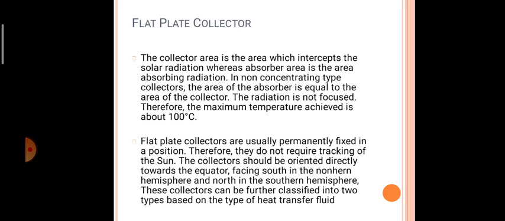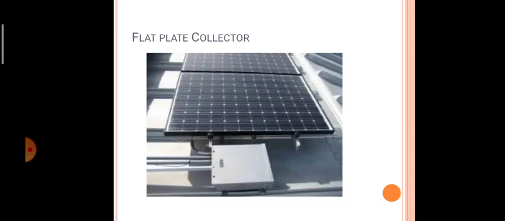A flat plate collector is normally fixed in one position. The collectors should be oriented directly towards the equator, and most of the fixing is done facing south in the northern hemisphere and facing north in the southern hemisphere. These collectors are further classified into two types based on the heat transfer, that is liquid heating collectors and air or gas heating collectors.